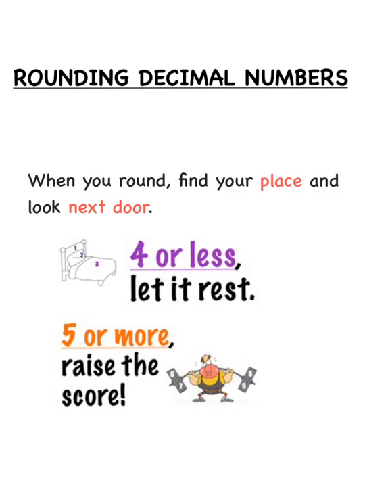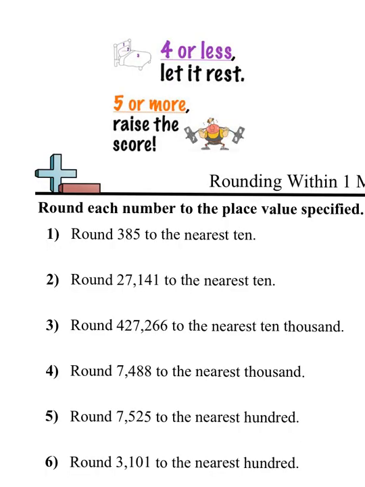When you round, the trick is to find your place value and then to look next door. You look next door to the right. If that number to the right of the place value you're trying to round to is 4 or less, you round down or stay the same. So we say 4 or less, let it rest. If the number to the right is 5 or more, then we say 5 or more, raise the score, which means you need to round up.